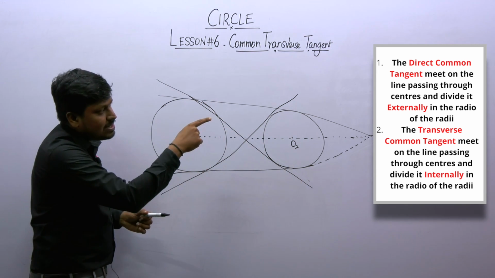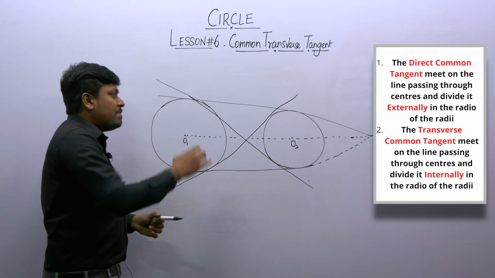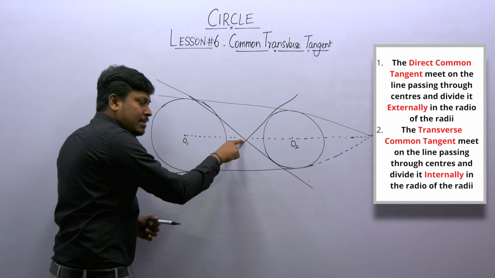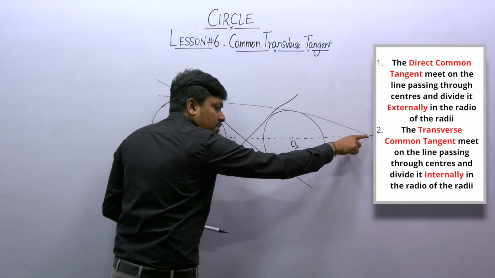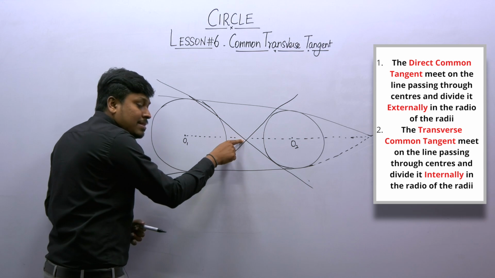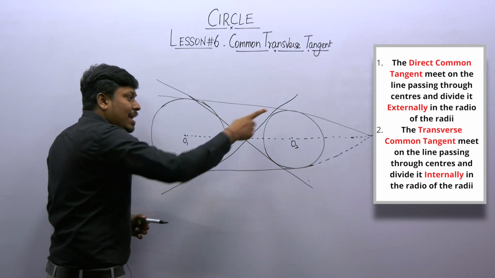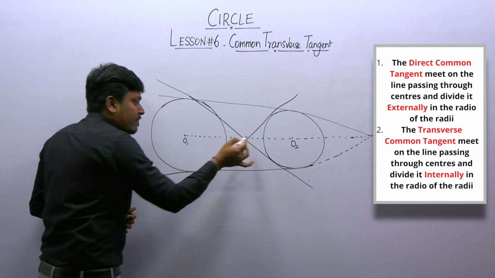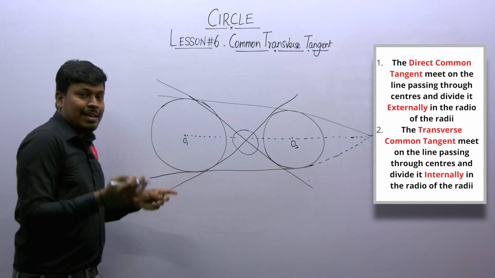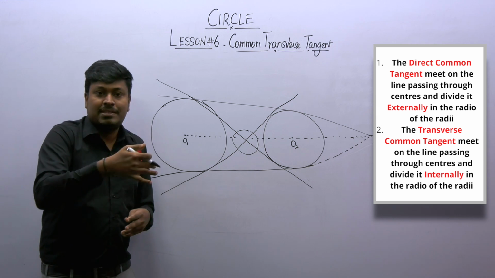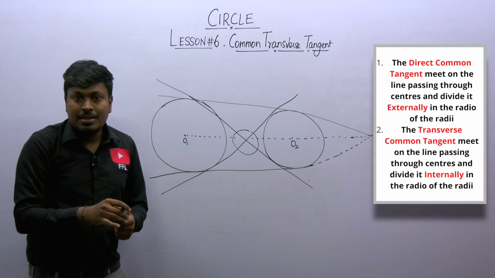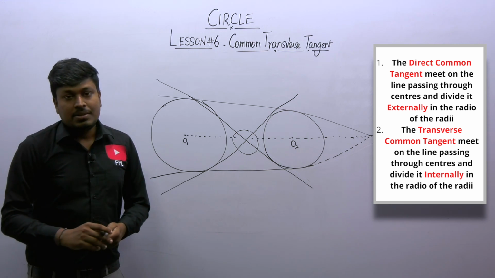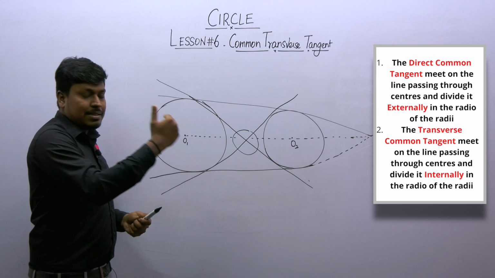What is the meaning of it? Just read the sentence. Meet on the line. Similarly, this tangent is also meeting on the line that passes through the center. Similar to this, it also meets on the line that passes through the center. This also meets the line that passes through the center. But what is the major difference? The direct one meets on the line externally, outside the circle, but this is internally, right? Inside the circle. Understood? Inside the circle is called as common transverse tangent. Outside the circle is called as direct common tangent, what we learnt in the previous lesson. Understood? So this is the major difference between the previous lesson and this lesson.